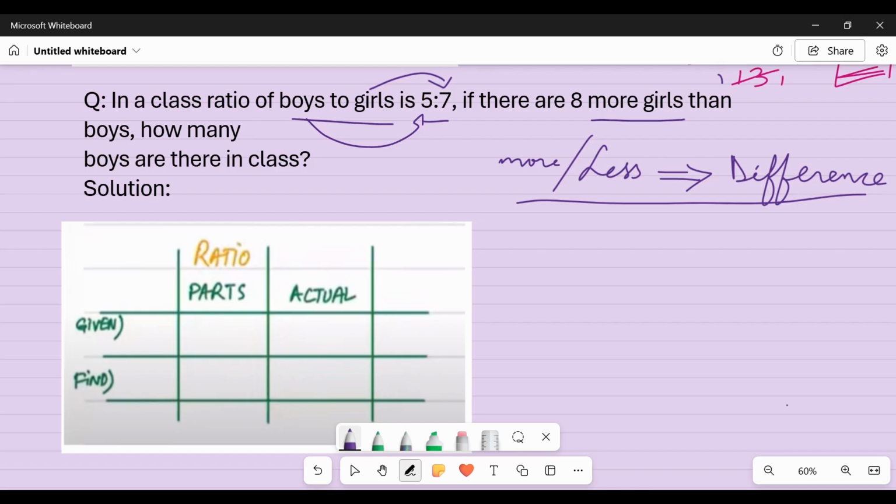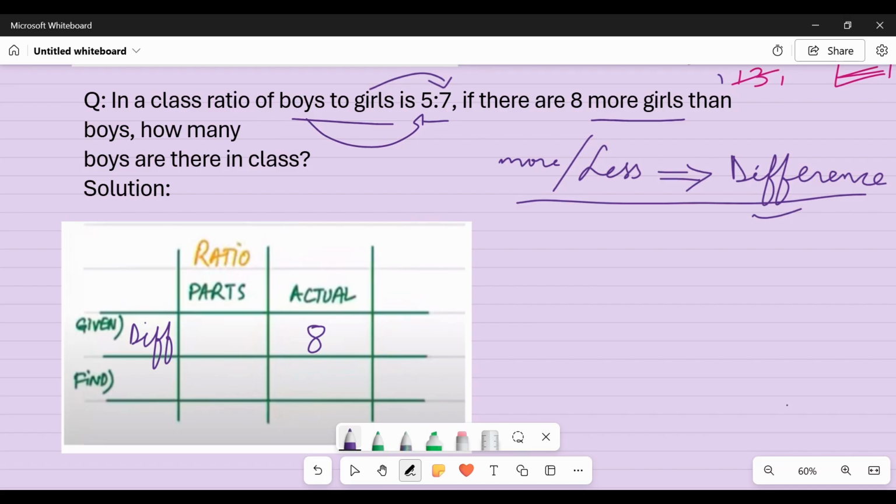So what is given to you? Here we have a difference. So here I'm writing difference. Okay. So how many more girls than boys are there? There are 8 more girls. So 8 is actually the difference here. So actually we need to write down in the actual column 8. Okay, they're talking about girls. So now, okay, 8 more girls, right? So I have fixed this 8 here.